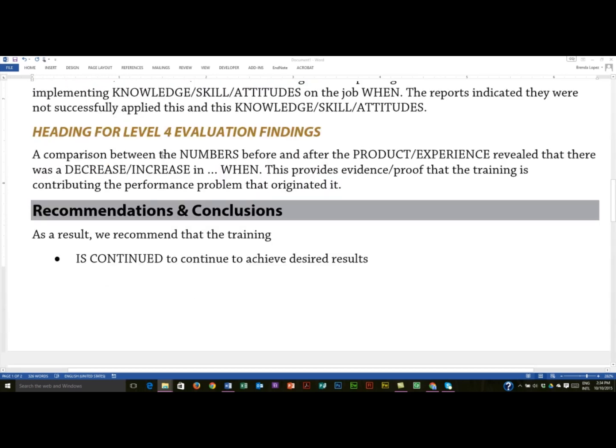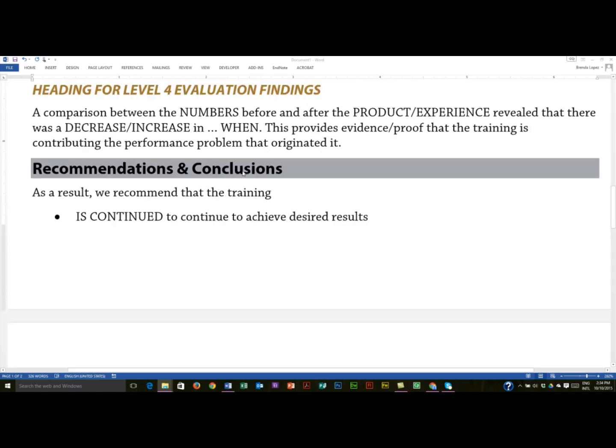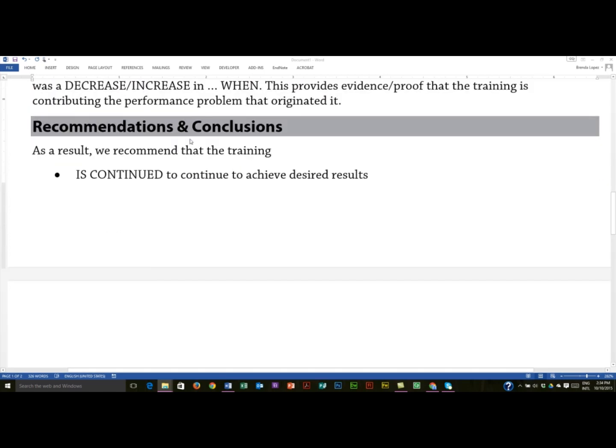briefly. And for your level 4, you put your headings there. Increase in sales, or decrease in attrition rate or whatever it is, and you indicate what was the difference in the numbers that you found from before and after, if you collected data before and after, or after, and when you collected data, 6 months, a year, whatever. So finally, the last section is the recommendations and conclusions.